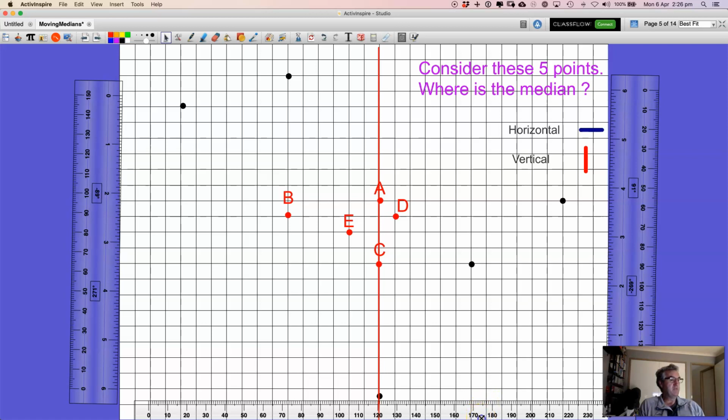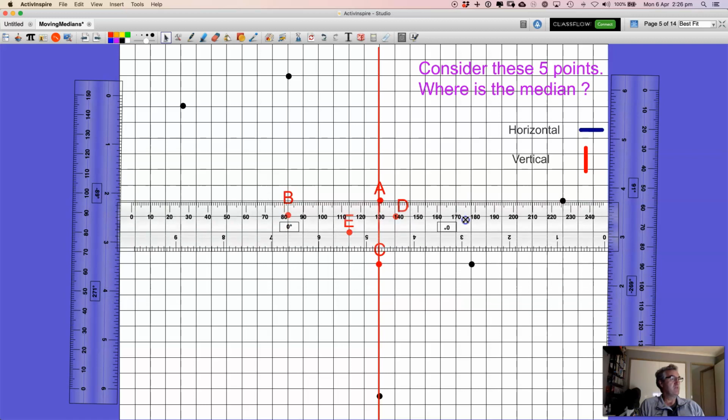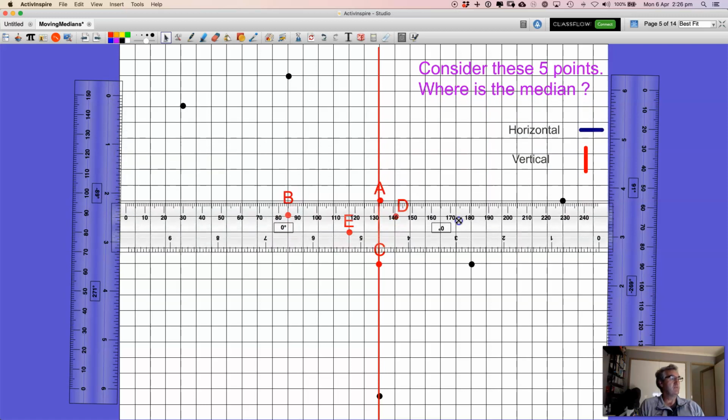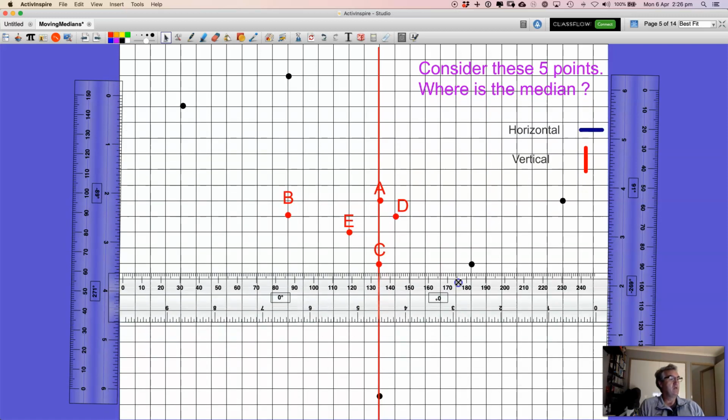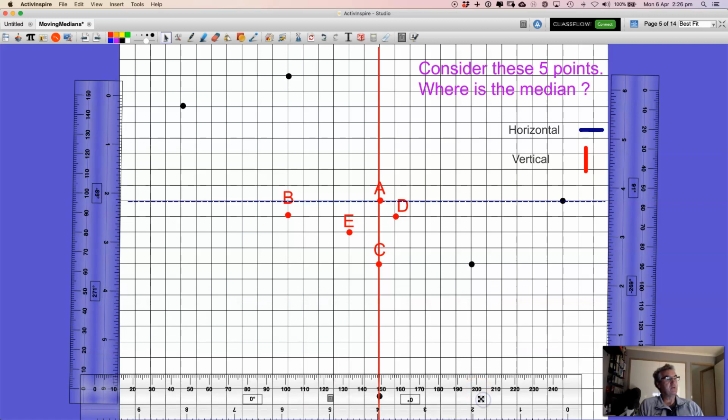Now, vertically, same deal. 1, 2, 3. There's my 3rd point. I could either work from the top, 1, 2, 3, stop at the 3rd, or work from the bottom, 1, 2, stop at the 3rd. Here I go. Where those 2 lines intersect, that is where the median is. It's right at point A. Did you get point A? I hope so. Alright, let's just move a bit further forward.